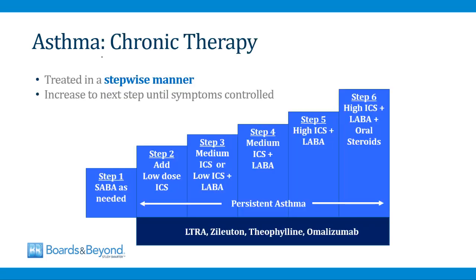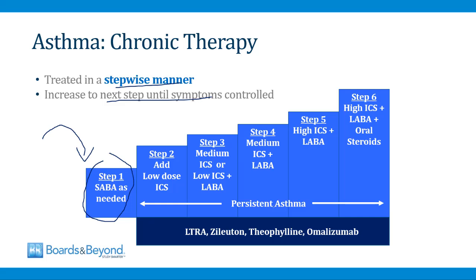And the reason you need to know how to identify asthma severity is because it determines chronic therapy. Chronic therapy is treated in a stepwise manner. You administer the appropriate treatment, and then you increase to the next step until the patient's symptoms are controlled. So the first thing to know is that step 1 therapy is a short-acting beta agonist as needed. So these patients take albuterol, and they only use it when they have wheezing. And this is the therapy for all patients with intermittent asthma.